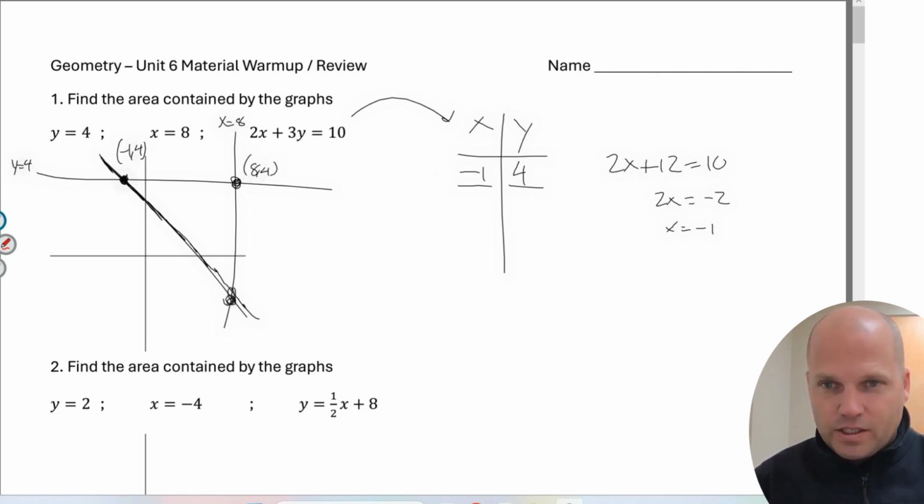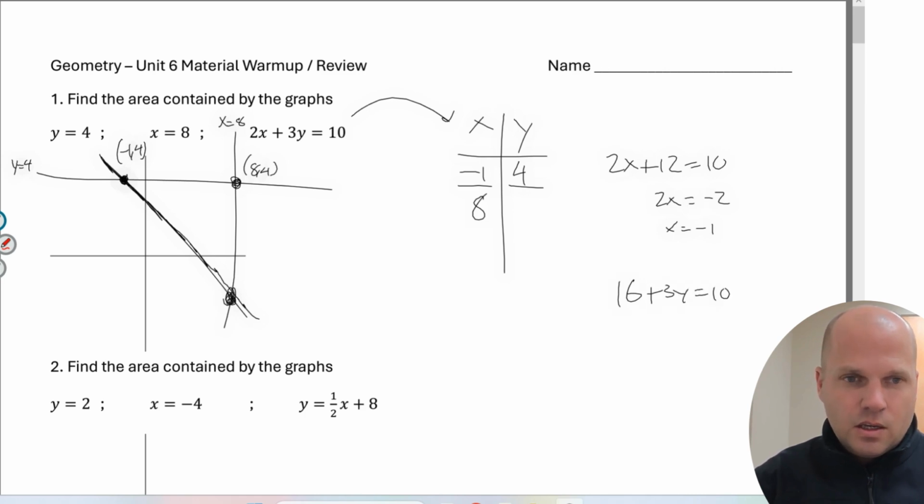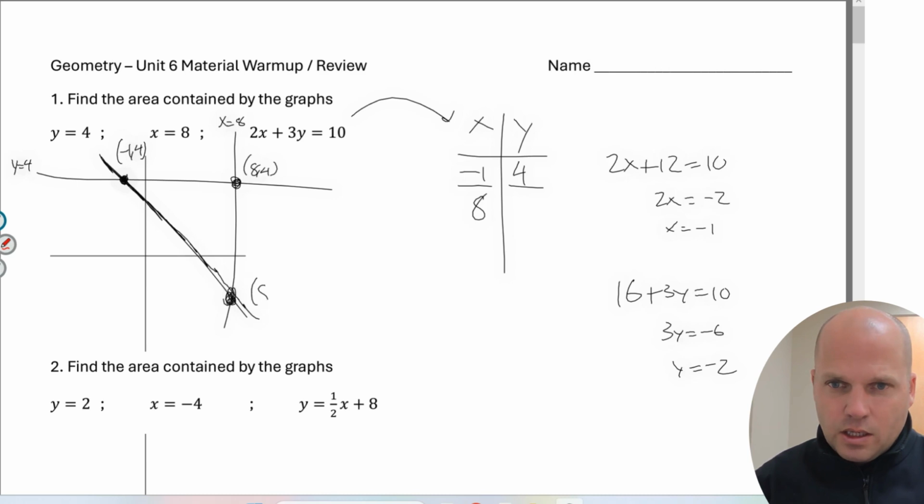Now I've got to figure out this point down here where x is 8. If I plug in 8 for x, I get 16 plus 3y equals 10. I get 3y equals negative 6. I get y equals negative 2. So I get this point 8, negative 2. Remember, they go with each other.